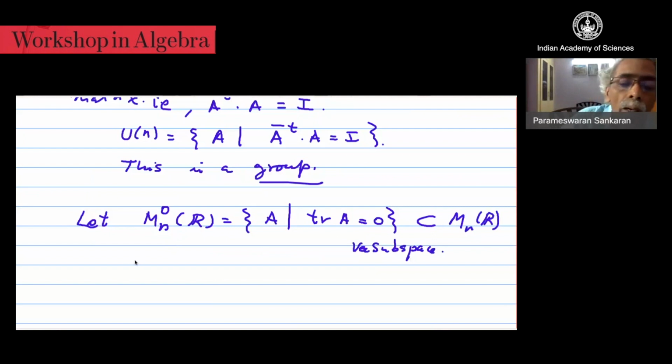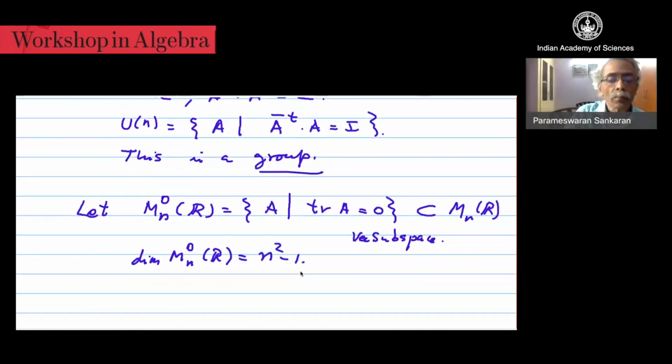Okay. And what is its dimension? You can compute it. It's just defined by one linear equation. The dimension of M0n(R) is actually equal to n squared minus 1. All right.